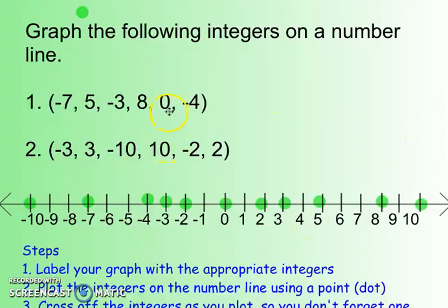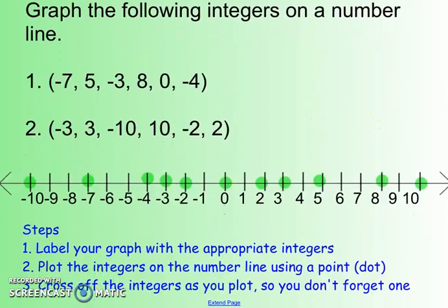And when you're doing this, the best thing to do to make sure that you're not forgetting one of the numbers is to cross them off as you go. So if I was using a pen right now, I would cross them off as I go, as I'm putting them on there.